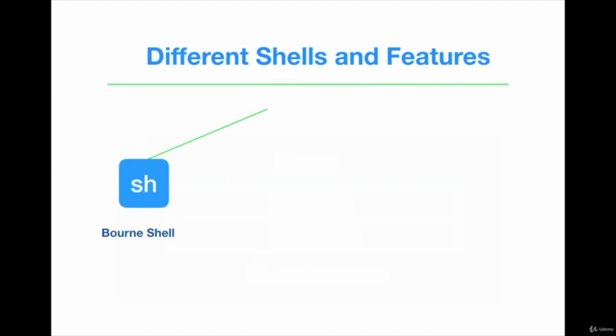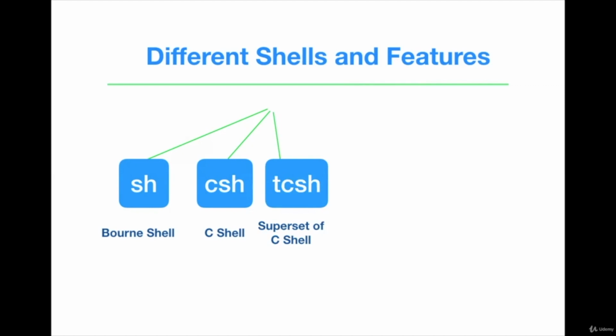Different types of shells and their features. The first one in this category is the Bourne Shell. The Bourne Shell is the original shell and perhaps the simplest, most unique shell. CSH. It is the C shell with a syntax modeled after the C programming language. TCSH. It is a superset of C shell. Korn Shell. It is compatible with the Bourne Shell. It includes many features of the C shell as well.